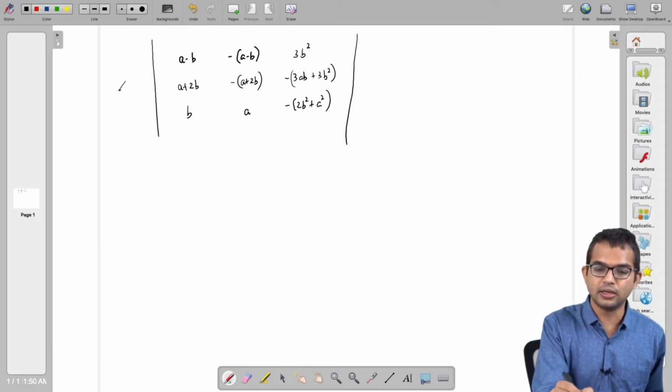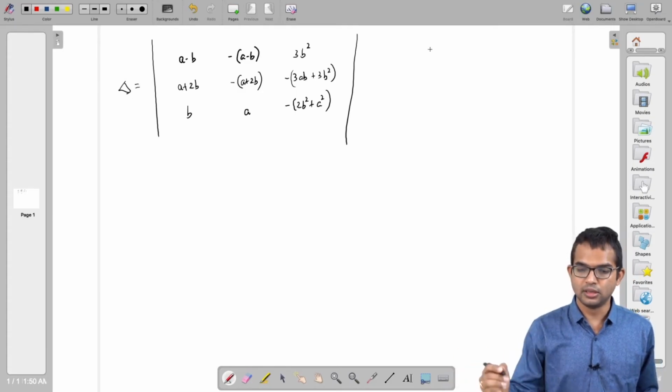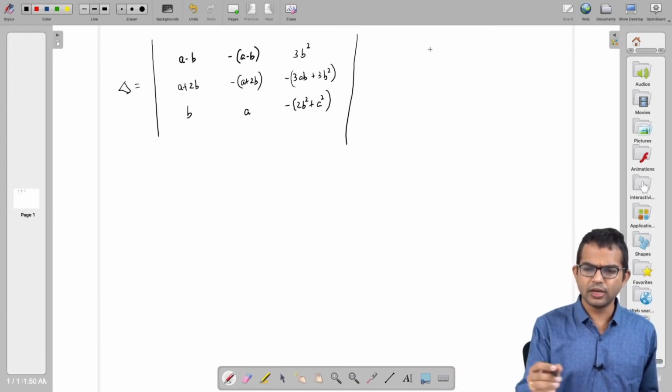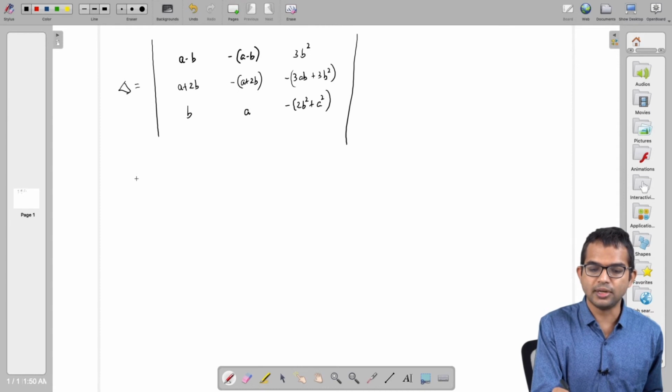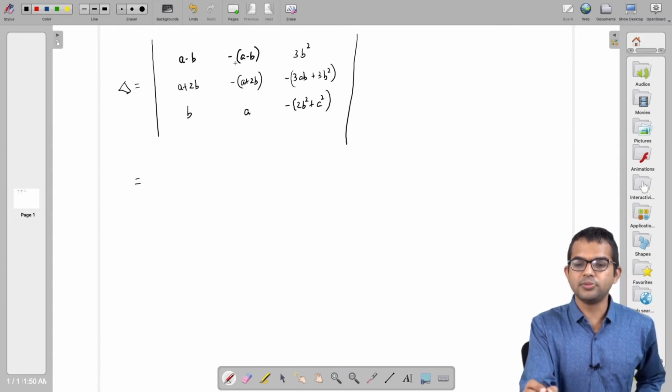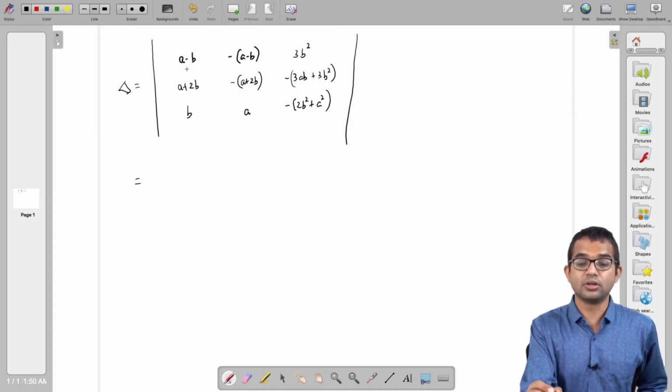So this I can call delta. I also need to find this other determinant. Okay, let me compute this. So the key observation that I make here is, I have a minus b, I have minus a minus b, I have a plus 2b and minus a plus 2b. So whenever I see something like this, the immediate suggestion that I have is to subtract the second column from the first column, or to add the two.